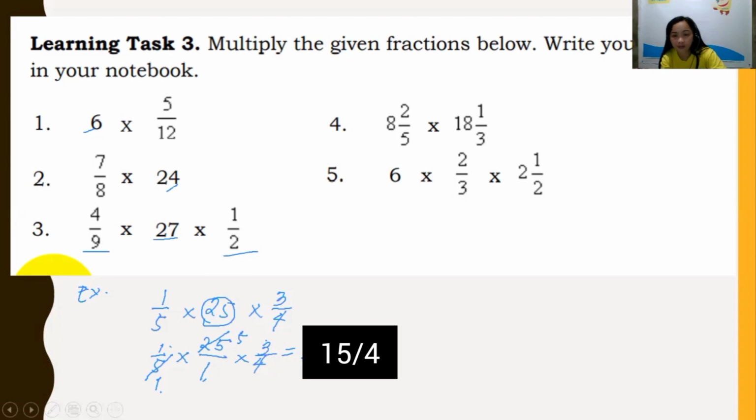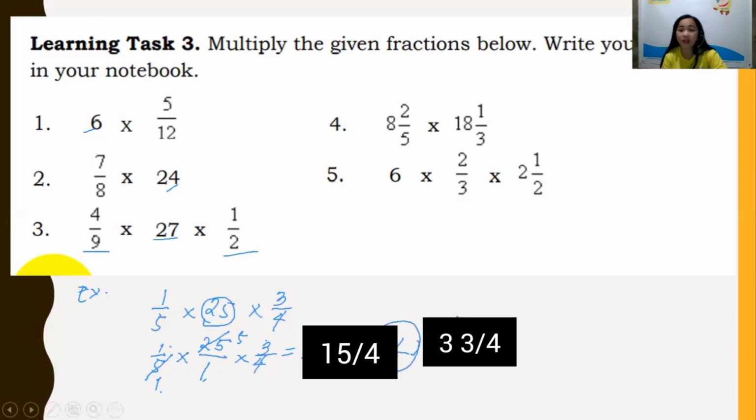Fourths, or let us divide. How many 4 are there in 45? We have 11 and 1/4. The answer. So that's it. So you can now do the activity or learning task number 3.